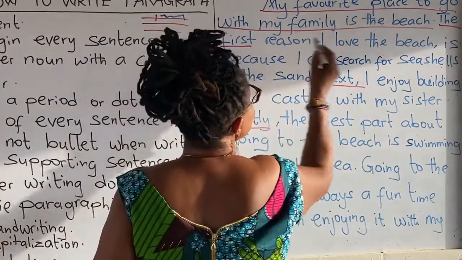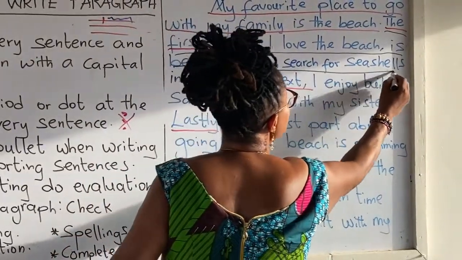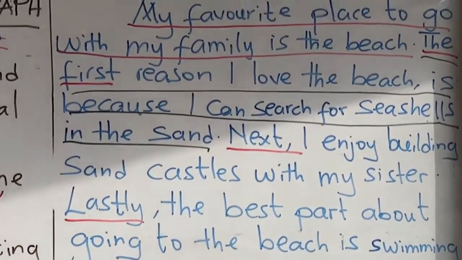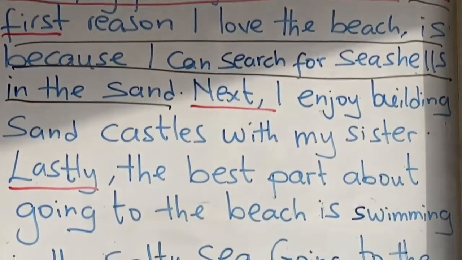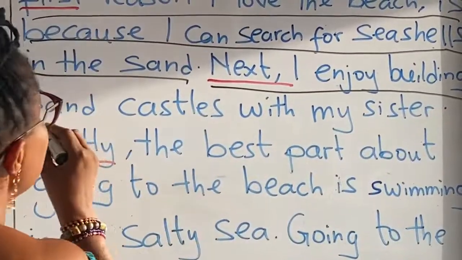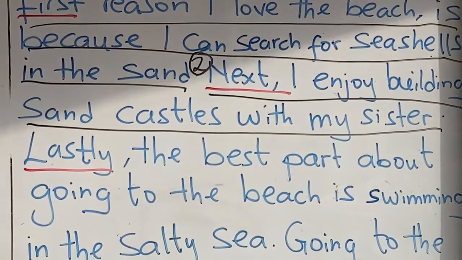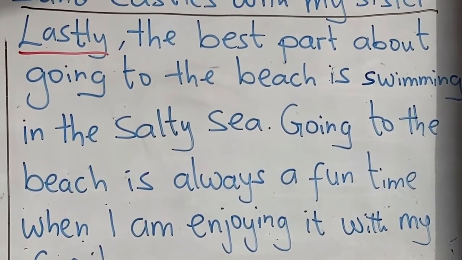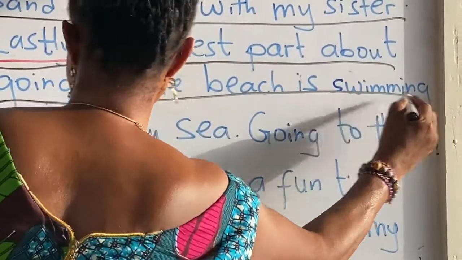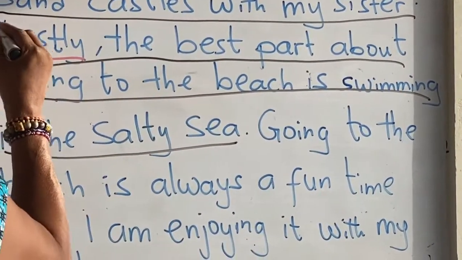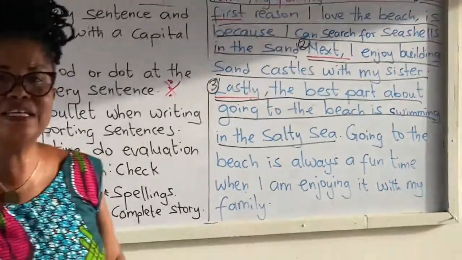So the first reason I love the beach is because I can search for seashells in the sand. This is the supporting sentence number one. Then let's look at the second supporting sentence. Next, I enjoy building sandcastles with my sister. So this is the second supporting sentence. Then let's look for the third supporting sentence, which is: Lastly, the best part about going to the beach is swimming in the salty sea. So this is the third supporting sentence. So we have one, two, three. We have three supporting sentences here.